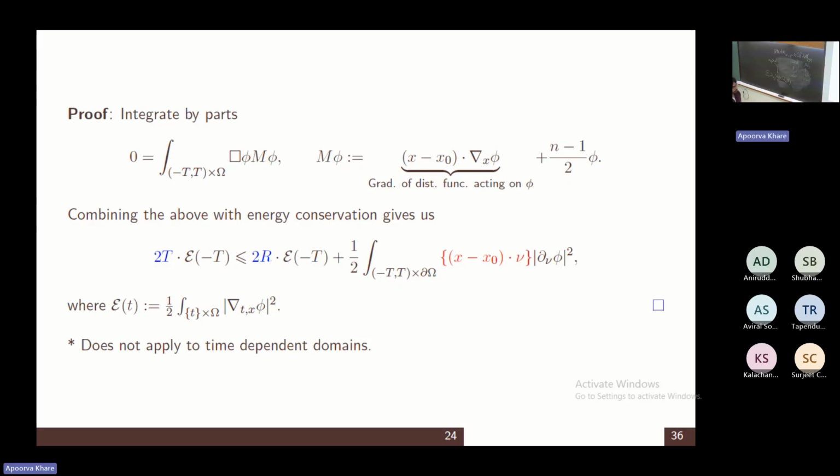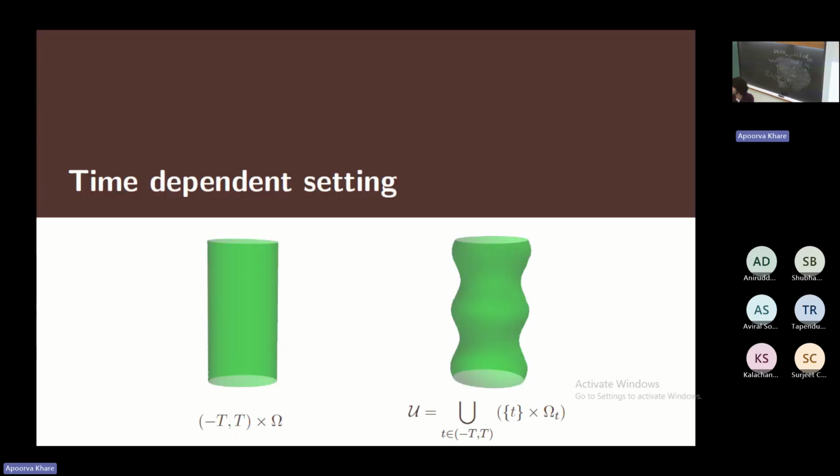Okay, this was the first thing, but the bad thing about it is that it does not apply to time dependent domains, which is what we wanted to do. So what is a time dependent domain? It's basically this setting. A static domain is like this, and a time dependent domain can change with time. It's like a moving cylinder where at each time slice it is some omega t. We want to work on control problems on these kinds of domains.